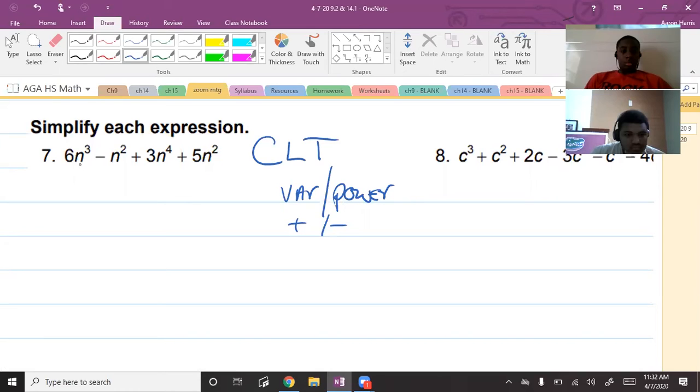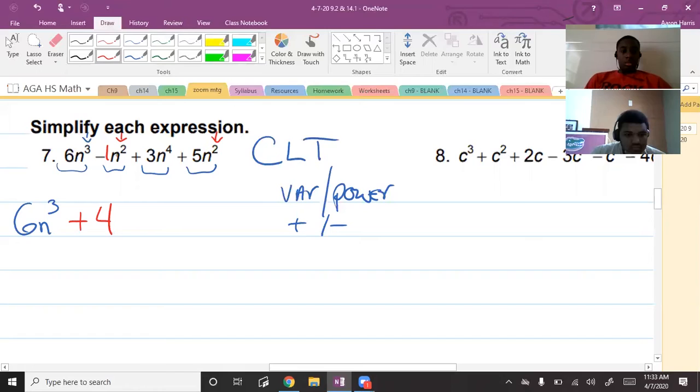So here we go. Here is n to a power of 3. I look at the other terms. How many terms do I have? 1, 2, 3, 4. I have 4 terms, but none of them have an n to the 3. So this is all by itself, 6n cubed. Now I look at squared. Okay, there's a squared. Oh, here's another squared. What is this coefficient? -1. What is this coefficient? +5. When I combine them, it says -1 plus 5. So that's really 5 minus 1, which is a +4. Keep the variable, keep the power.